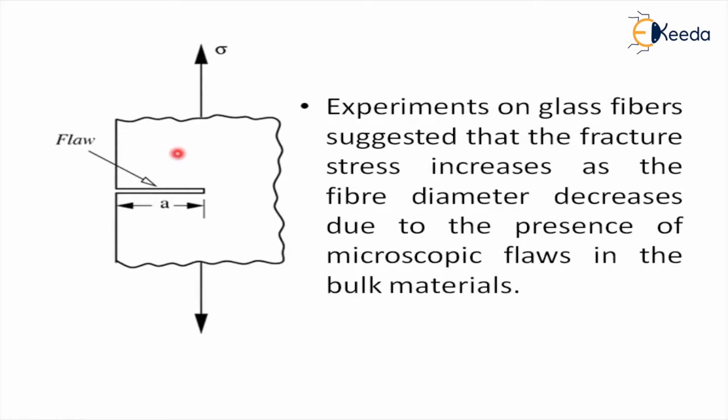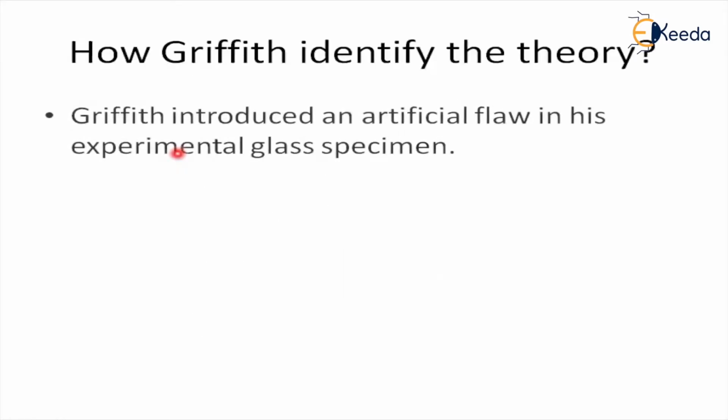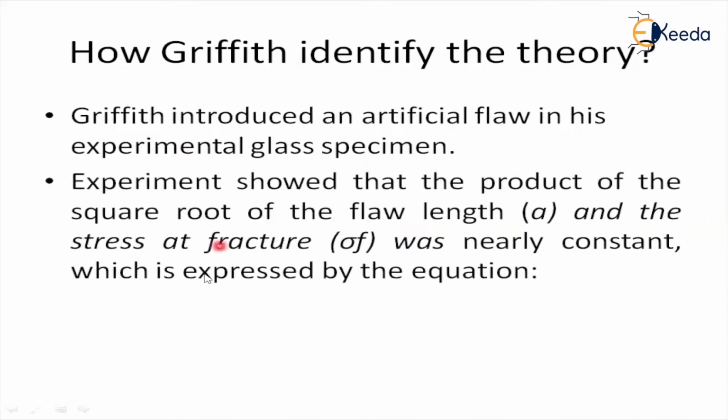Then how did Griffith identify this theory? Please take this sentence here. He identified the various flaws by doing some experiments. He introduced an artificial flaw in his experimental glass specimen. That means he took glass as a specimen, introduced an artificial flaw, and conducted the experiment. When the artificial flaw exists, how are the various stresses impacted? This is the conclusion given by Griffith. After the experiments, he concluded that the product of the square root of the flaw length and the stress at fracture is almost constant.